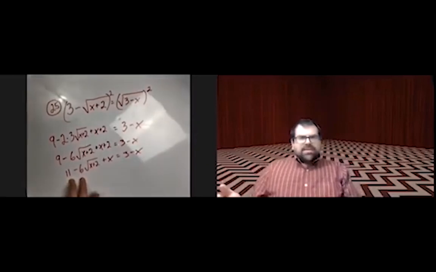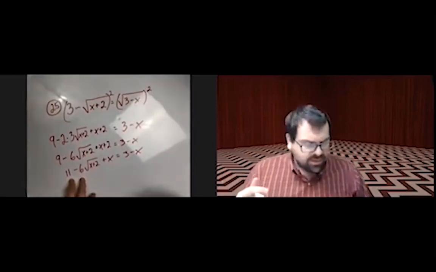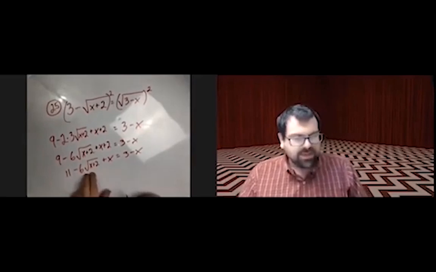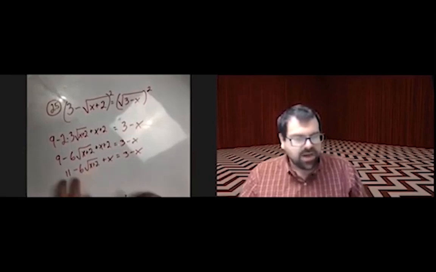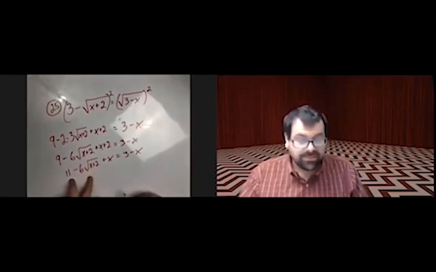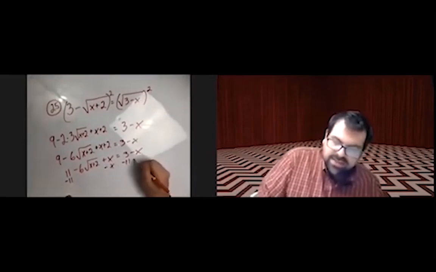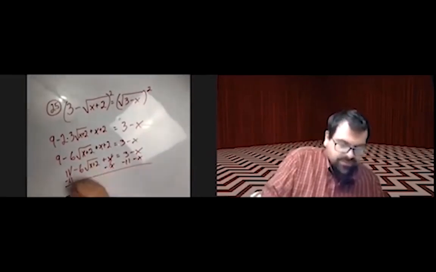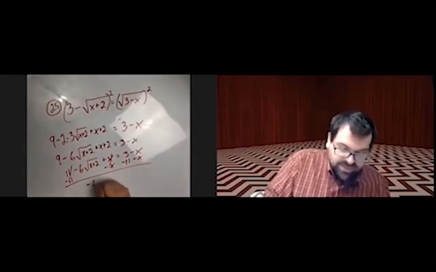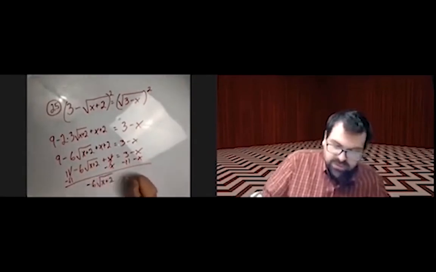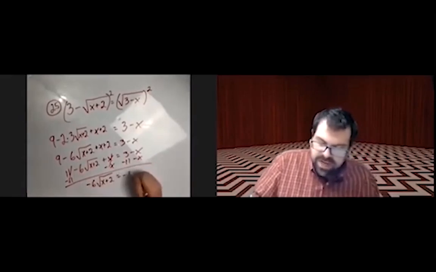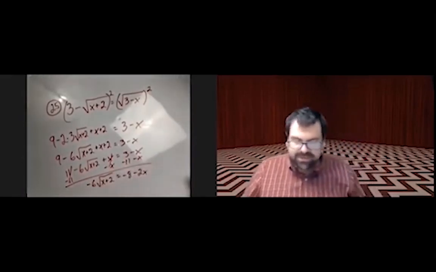Do I do 11 minus 6 to get 5? Absolutely not. These are multiplied together because of order of operations. They cannot be separated. These are not like radicals. They cannot be subtracted. Let's get this radical by itself. I'm going to subtract 11 from both sides, and subtract x from both sides. That's going to give me negative 6 radical x plus 2 equals negative 8 minus 2x.